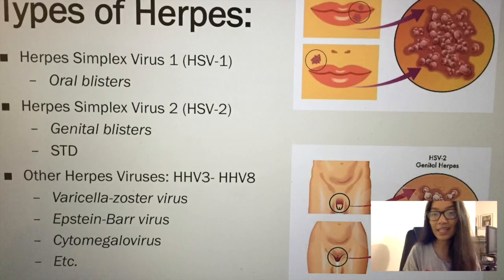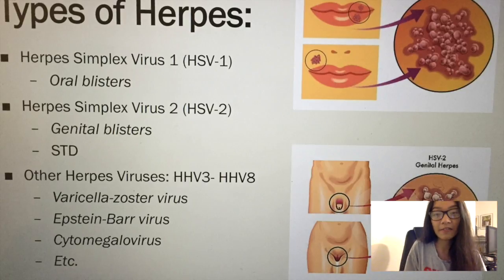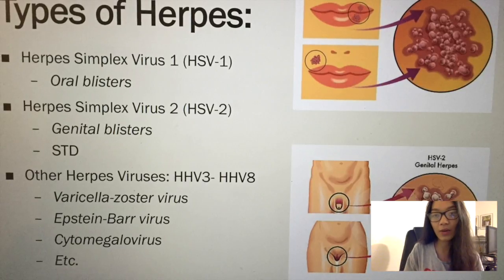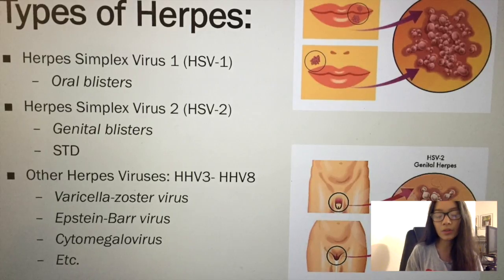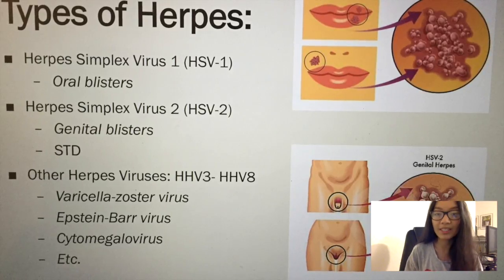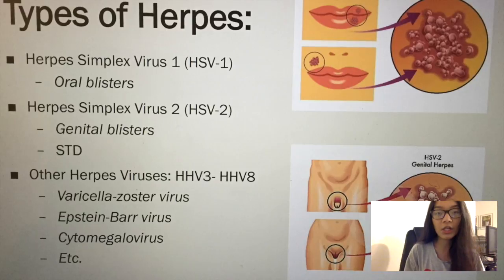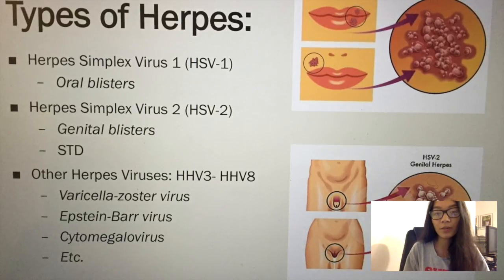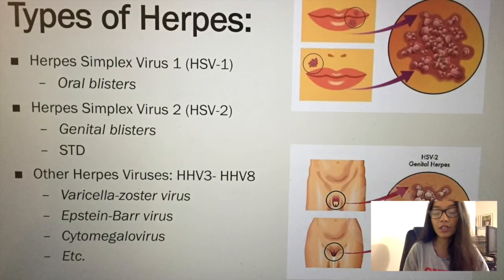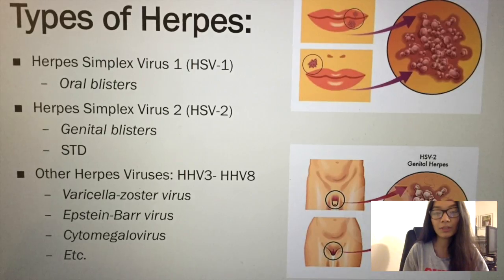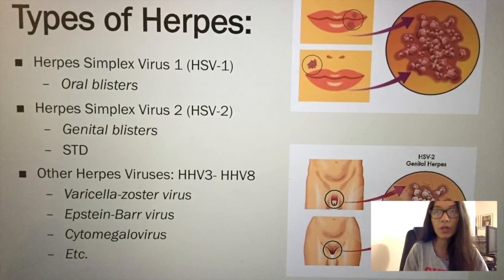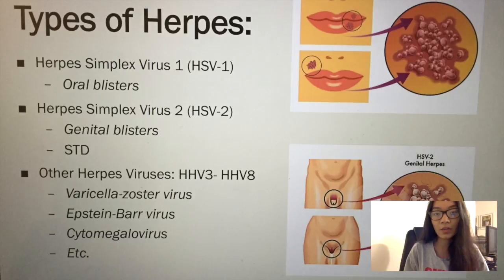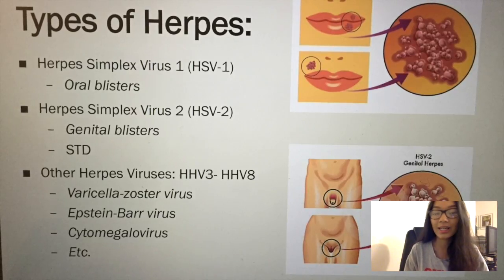Okay, so going into the types of herpes, like I said before, herpes is a family and it ranges from 1 to 8. However, the most common ones associated with the name herpes are HSV1, which is herpes simplex virus 1, responsible for the oral blisters, and HSV2, which is herpes simplex virus 2, and that's the one associated with the genital blisters and STDs.